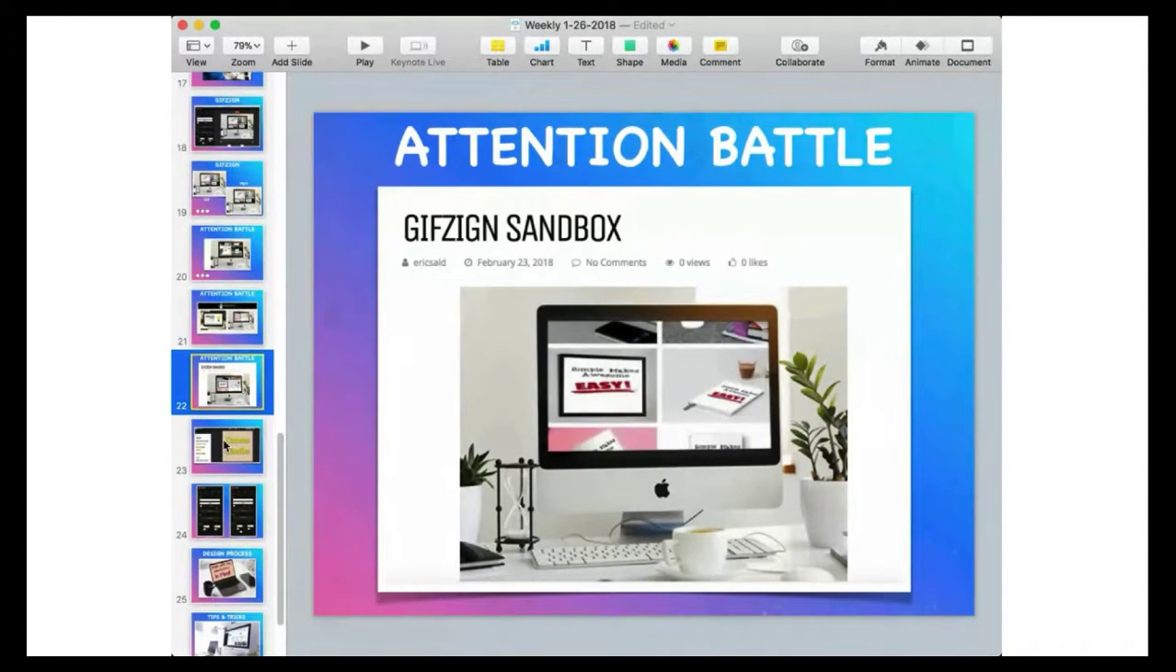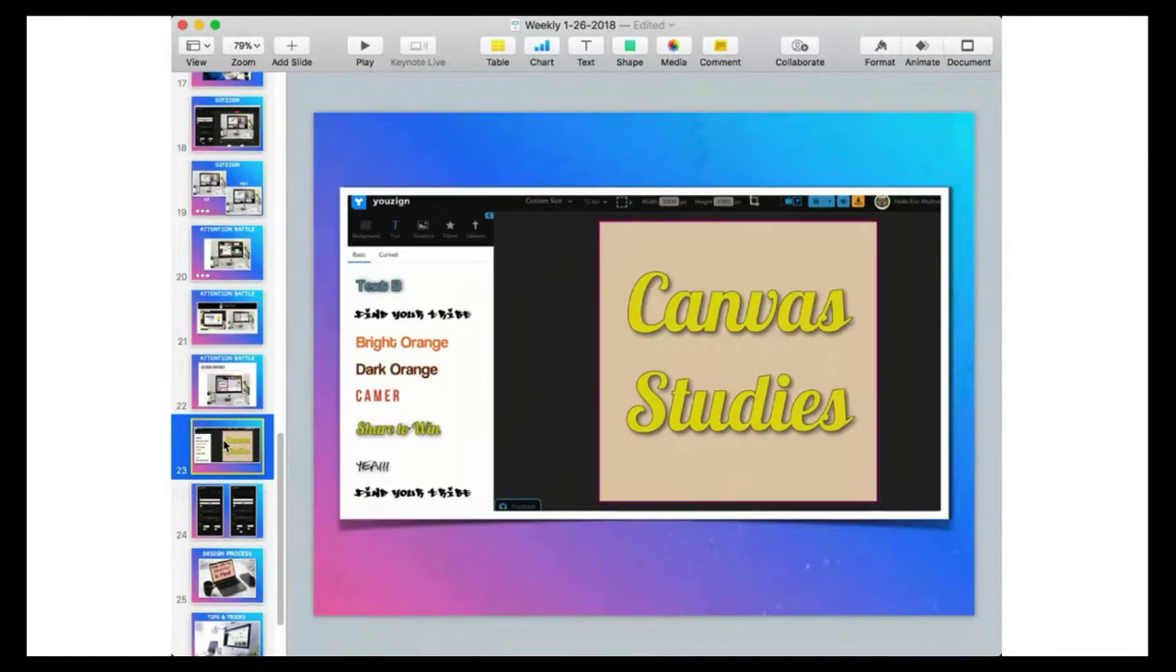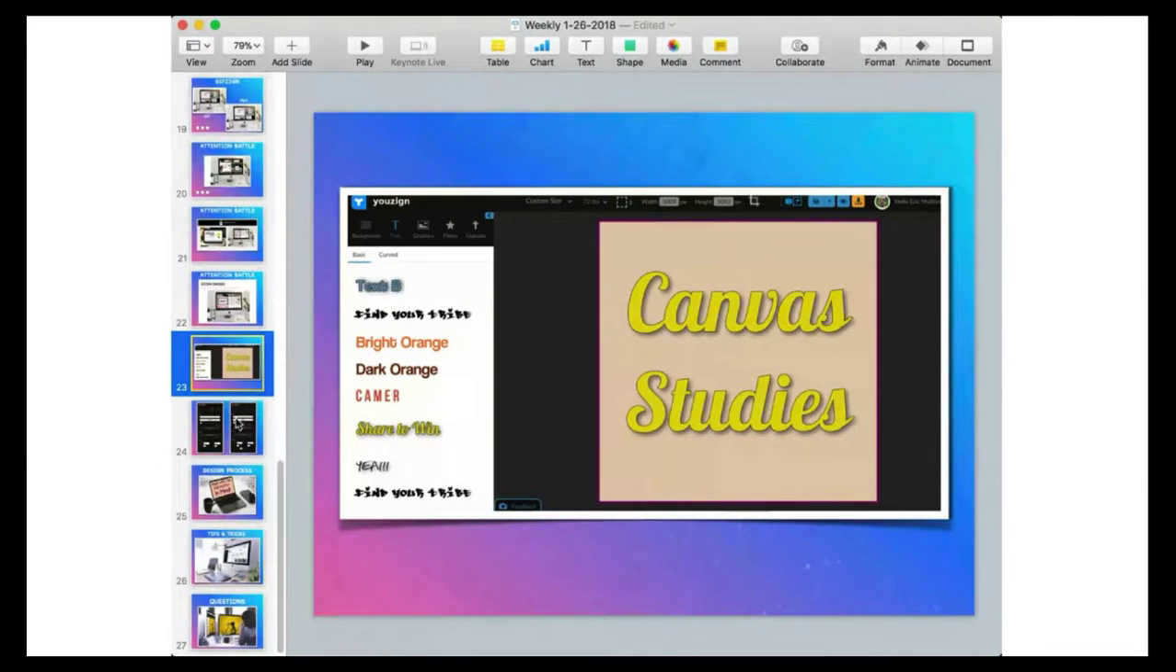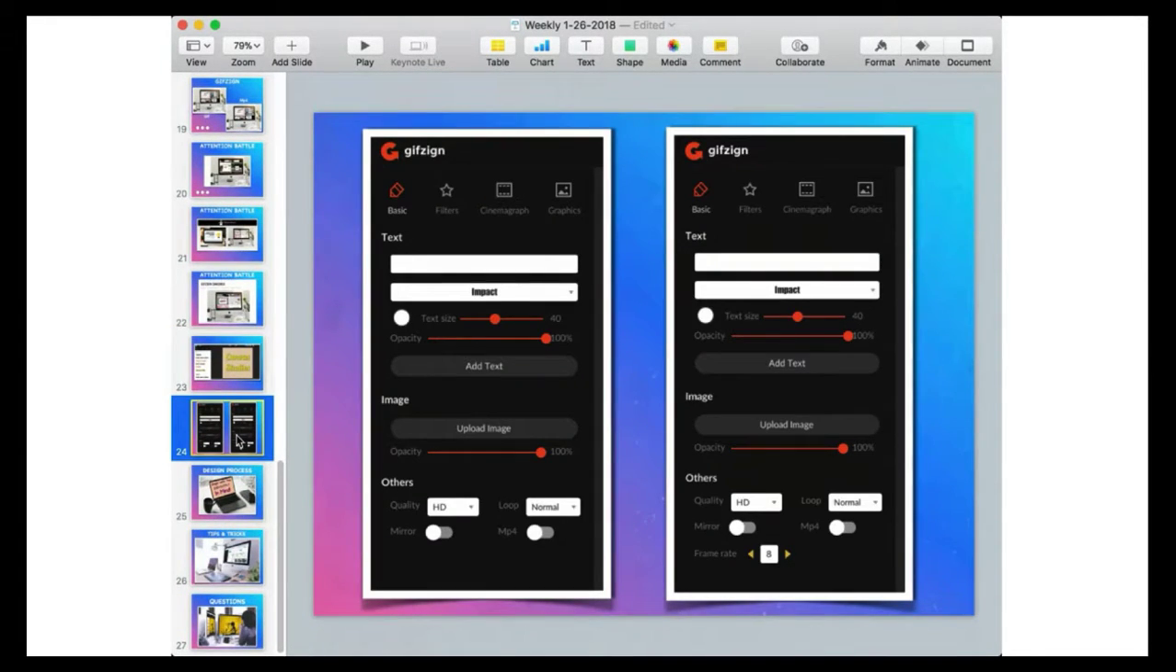Okay. I want to answer one question about the GIF sign canvas here, or the GIF sign platform here, because I probably get asked this question the most. And that is, I don't have that frame rate at the bottom of my screen like you do. I don't have frame rates down there. Well, that's because you didn't load up frames. If you load images, you'll have frame rates. If you don't load images, you won't have frame rates.